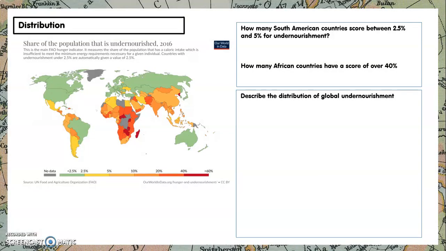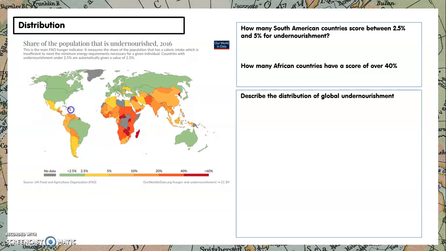Let's go back one. Sorry. How many South American countries score between 2.5% and 5% for undernourishment? So for the 2.5% to 5%, what you're actually looking for is this yellow bar here. And if you look at South America, South America really does start here. Anything in that belt there is considered North and Central America. So what we've got here is 2 countries, 1, 2. This one is Argentina, and this one is Chile. Okay, now I'm not going to be able to write these out for the Africa map, but there are 2 countries. Your answer for that should be 2.